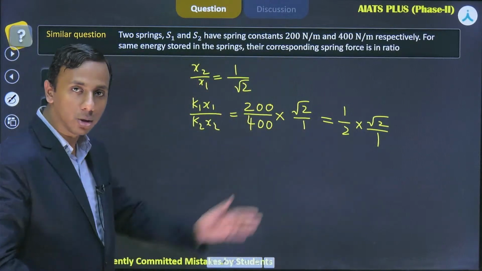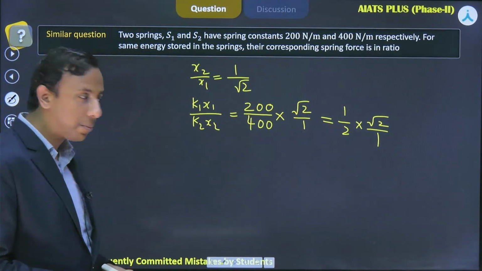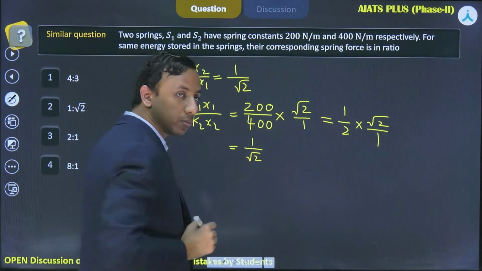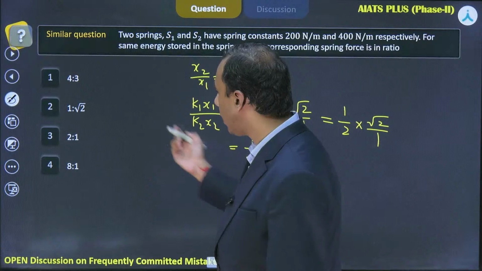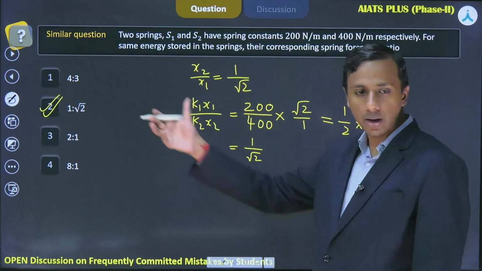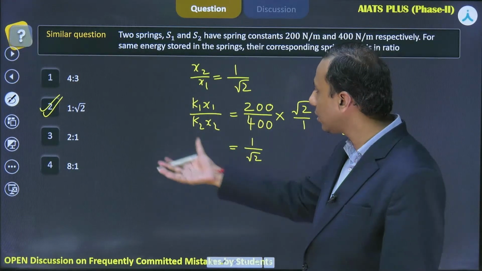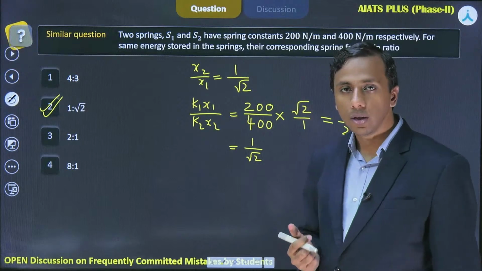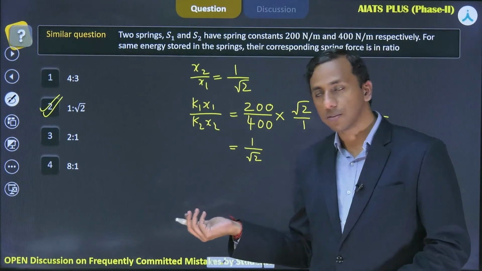So just cancel 2 with root 2. So you remain with 1 by root 2, all right? So that becomes your answer, all right? You can ignore the previous slide, okay? You can take this as your main question. So the answer to this one becomes 1 by root 2. Either way, I could have asked a different question as well, isn't it?